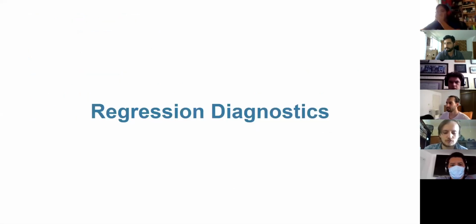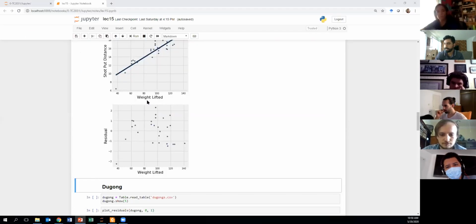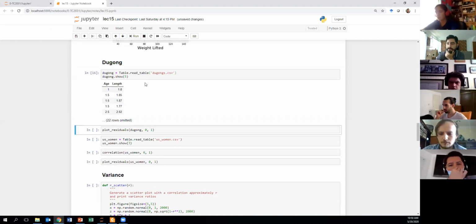You already saw that. So let's talk more about the properties of regressions, the diagnosis. We're going to look at dugong. Dugong is the name of this animal. We're going to look at these tables to see what we can find. This is a table for dugong. It shows you the age of the dugong and the length of the dugong at different parts of its life.